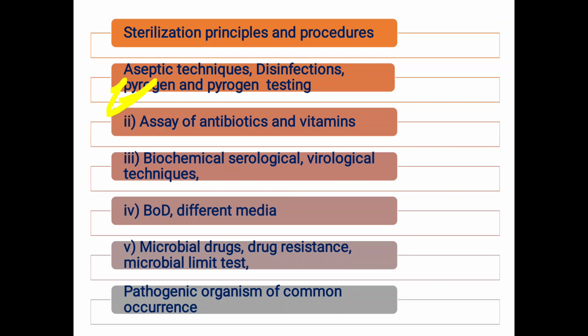Next, biochemical, serological and virological techniques. Biochemical are bacterial identification techniques such as catalase test, oxidase test, hydrolysis test. Serological test: ELISA, enzyme linked immunosorbent assay, for detection of antigen and antibody. Western blotting, for specific protein identification. And virological techniques are electrophoresis and PCR, polymerase chain reaction.